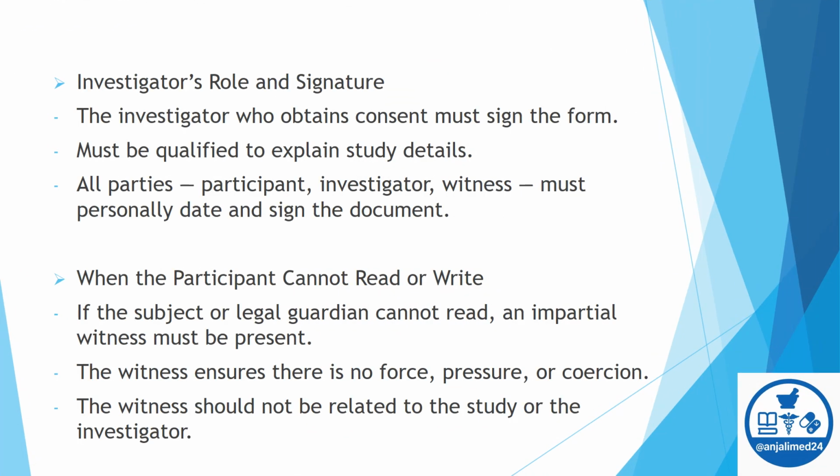Investigator's role and signature. The consent process starts with the investigator, who explains the study in detail to the participant. The investigator must be trained and capable of making sure the person understands why the study is being done, what will happen during it, and any possible risks or effects. After the participant agrees to join, both the investigator and the participant sign and date the consent form. This shows that consent was taken properly and that both sides understand the study information. The signature isn't just a formality; it represents honesty, clarity, and mutual trust.